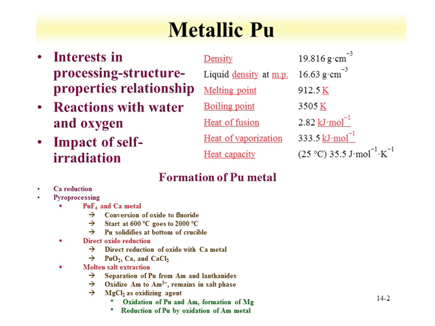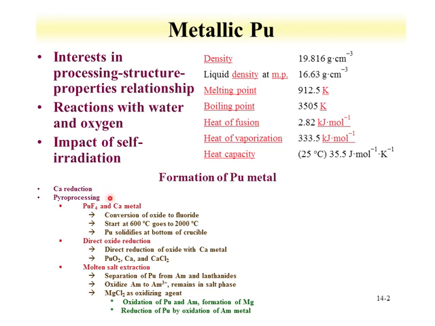There's also large interest in the reactions of plutonium metal with water and oxygen due to formation of oxides. And there are also studies related to the impact of self-radiation. How does that influence the behavior of plutonium metal? Now, plutonium metal can be formed a number of ways, mainly through metal reduction of solutions that are reductive for the plutonium compound.